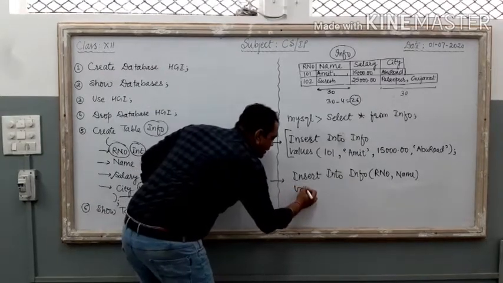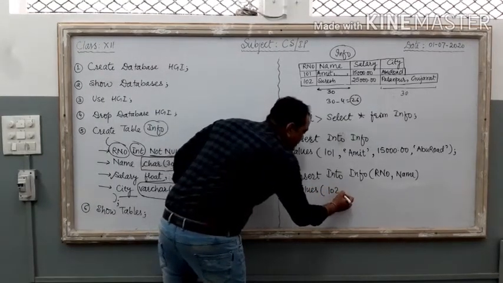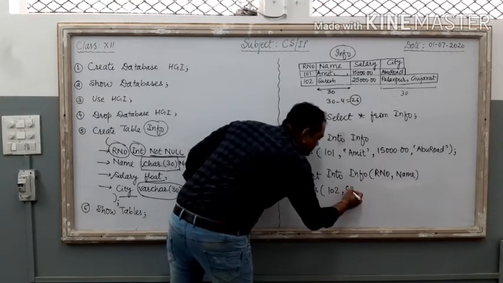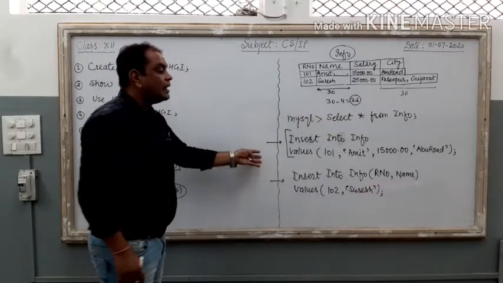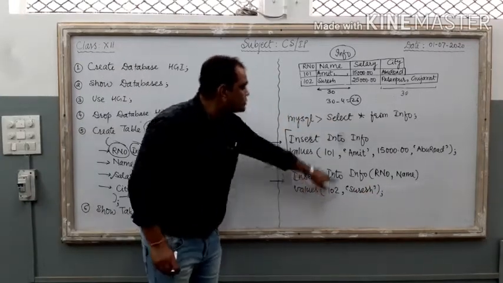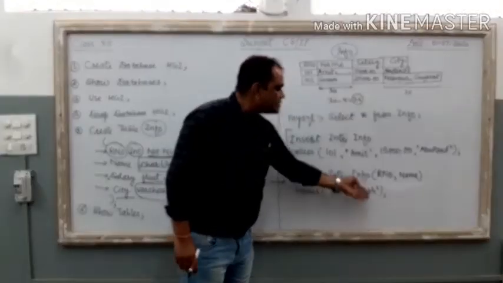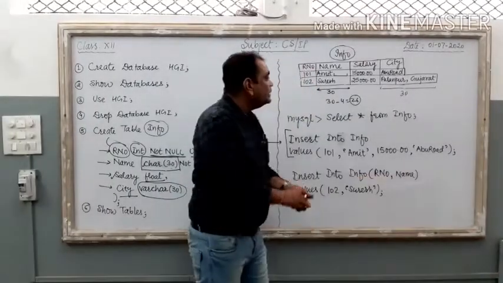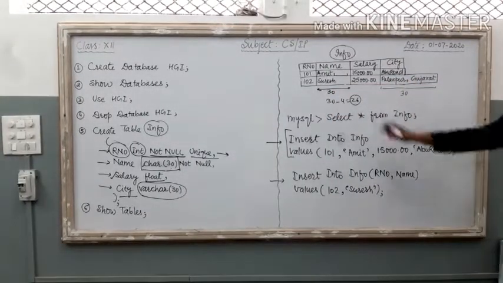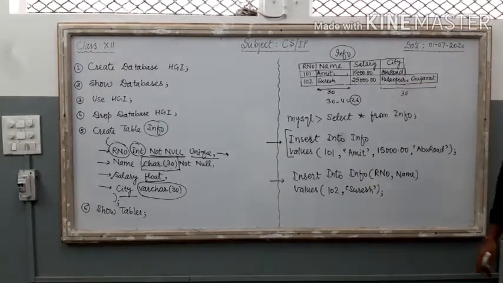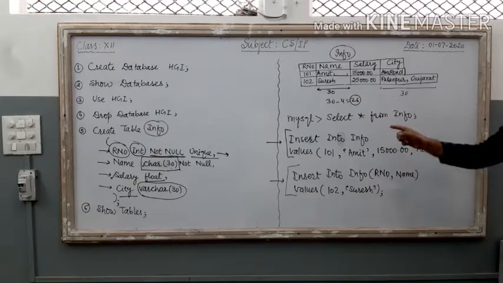Now here values, the first value is 102, the second value is Suresh. So this value is there in that table: the first value is in the first column, RNO contains 102, name contains Suresh, and the rest of the columns contain null, null. Clear all? Null here, null here. Done? So these are the two different formats of the insert into command.